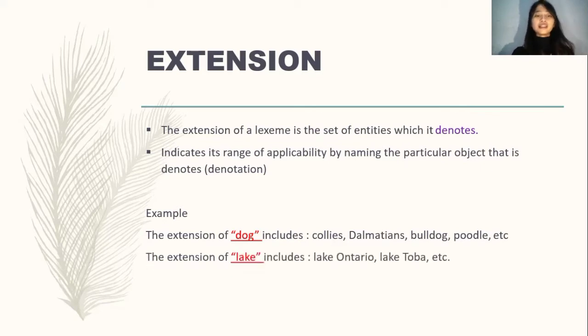The other one is the extension of lake. The types or kinds of lakes include Lake Ontario, Lake Toba, and so on.